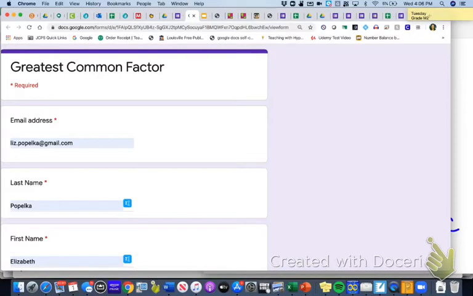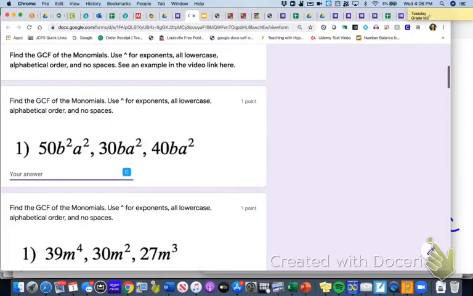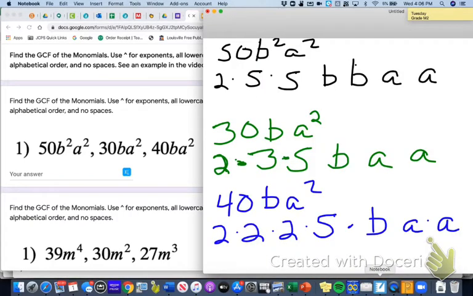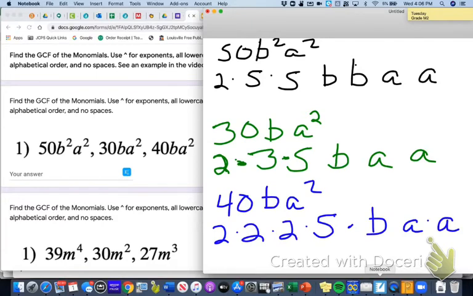Hey guys, I'm just going to walk you through really quickly how to use the self-check form for GCF. I'm going to zoom in here on question number 1. It's asking me to find the GCF of those three monomials. I've got my scratch work here, and I did step 1, which was to take each of those monomials and completely factor it.